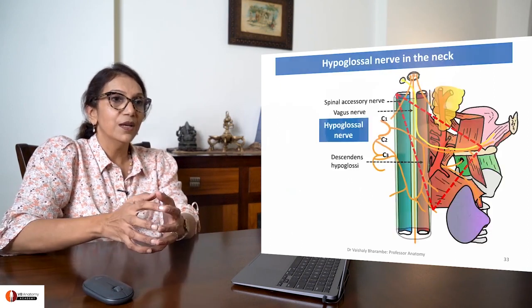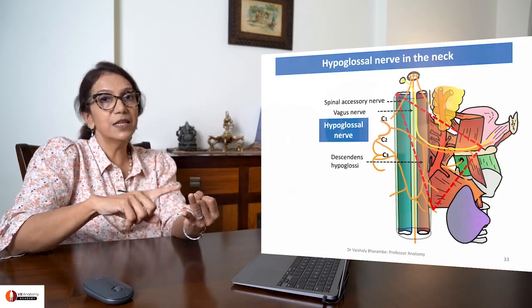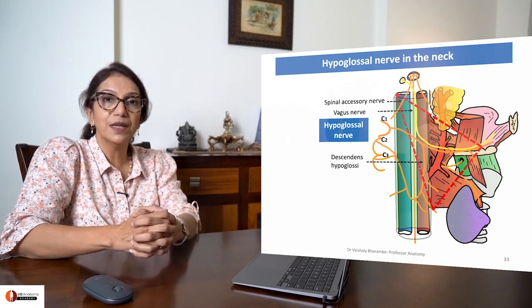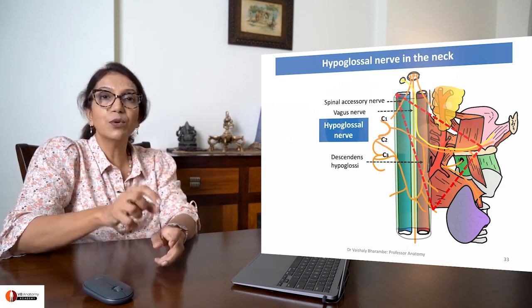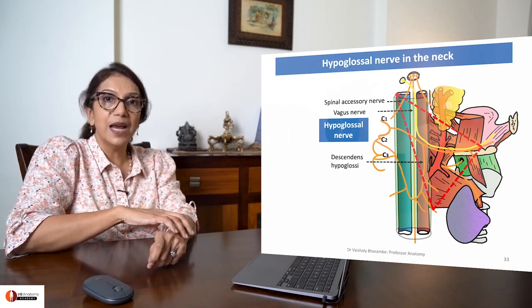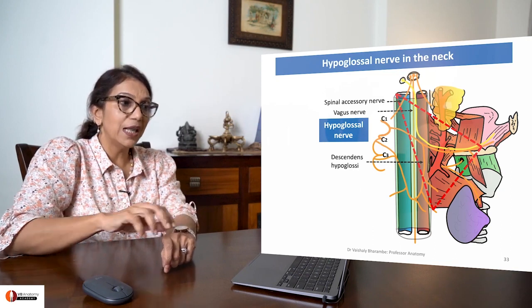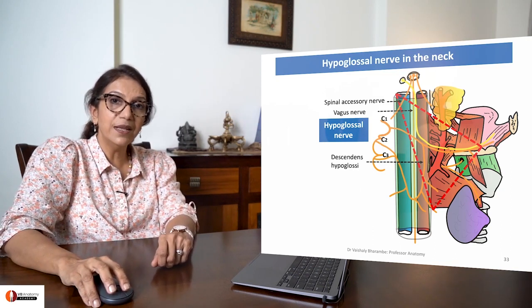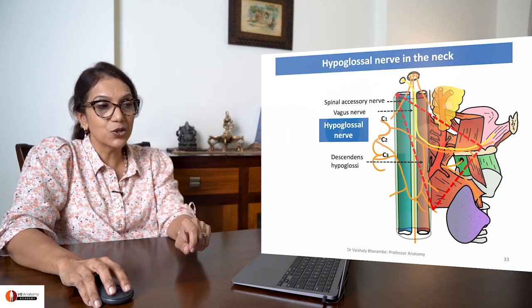Okay, right. So we are done with spinal accessory nerve. We have done studying vagus nerve. Let's talk about the hypoglossal nerve. The hypoglossal nerve emerges out of the hypoglossal canal, descends downwards, enters the carotid sheath, lying anterior to the carotid sheath, enters the carotid triangle, lying anterior to the carotid sheath.